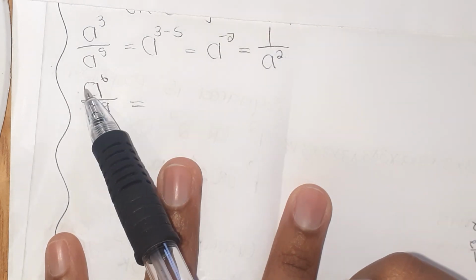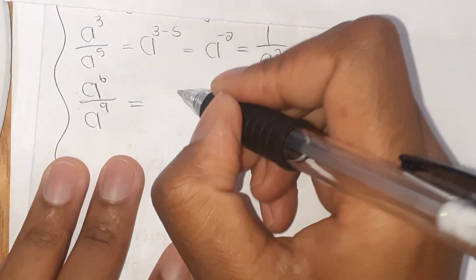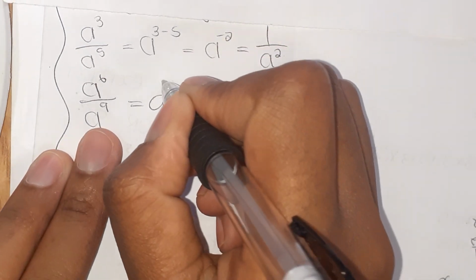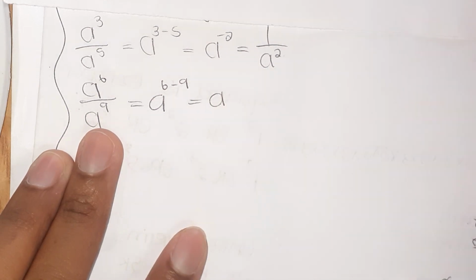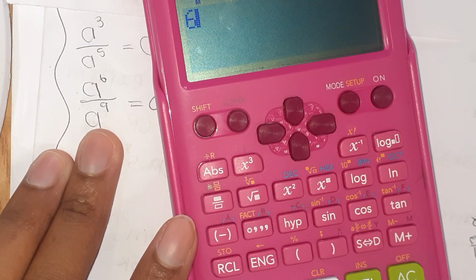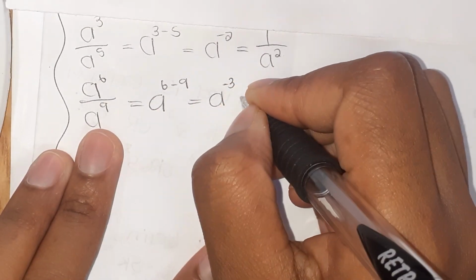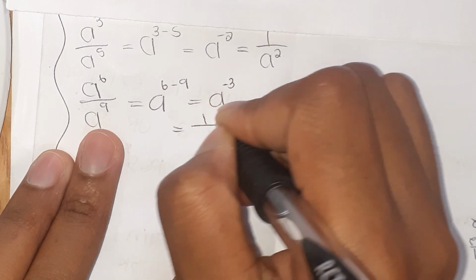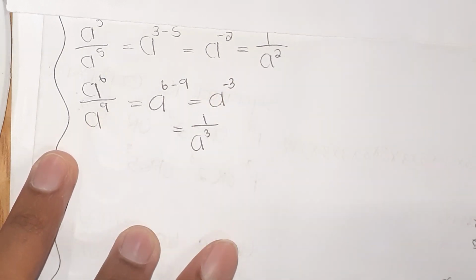And then now we have a to the power of 6 divided by a to the power of 9. We say 6 minus 9 equals a to the power of... when we say 6 minus 9, that gives us -3. It's a negative exponent. We don't want that. So we say 1 over a cubed. And this is how we have dealt with that.